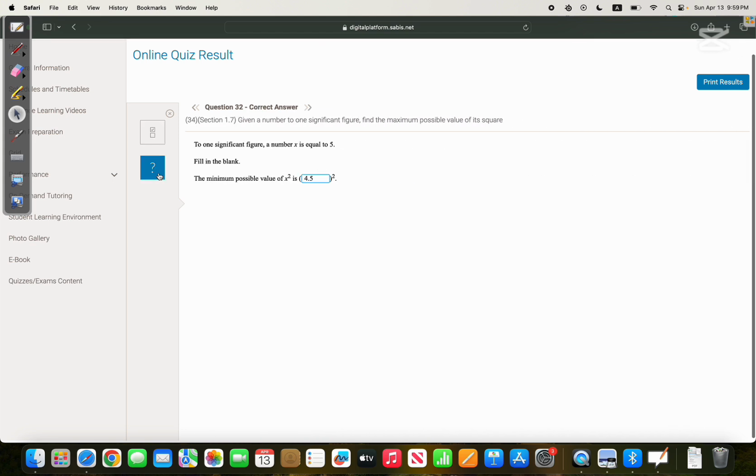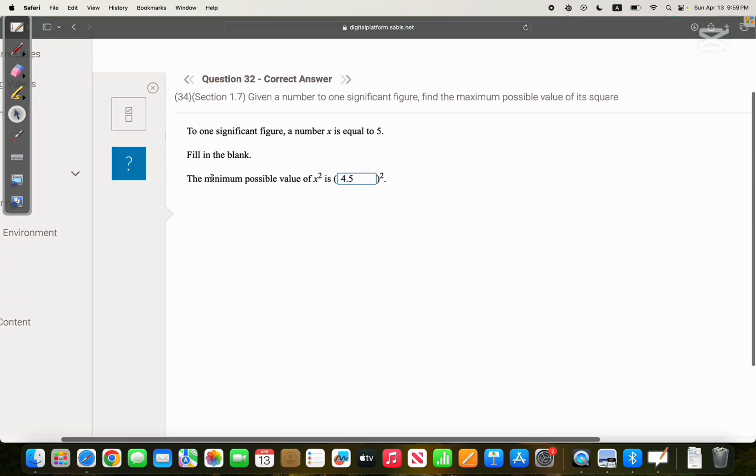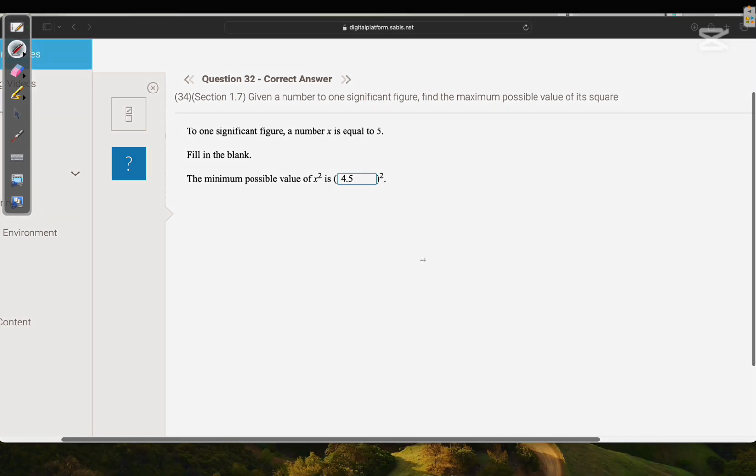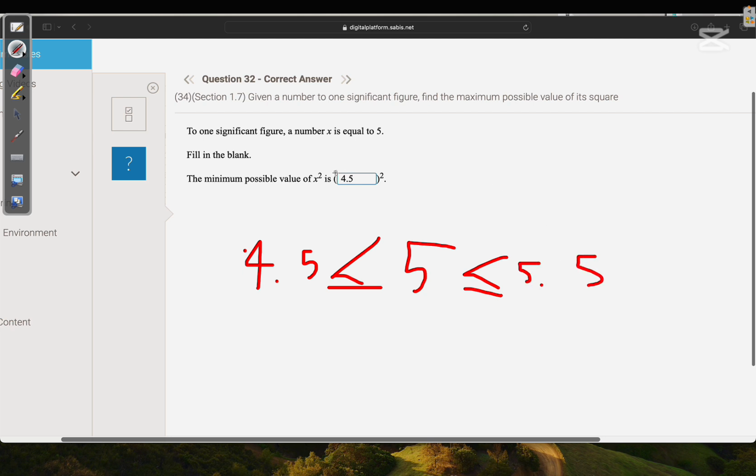32. To one significant figure, a number x is equal to 5. So what is the minimum number that after rounding we'll get 5? That would be 4.5. And what is the minimum that after rounding we get 6? That would be 5.5. So here, since they want the minimum value, we just take 4.5.